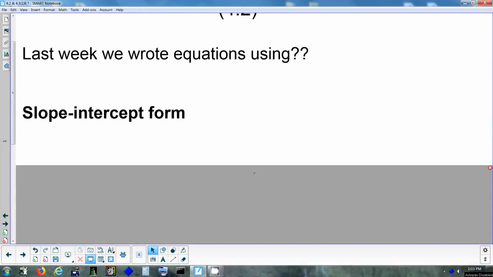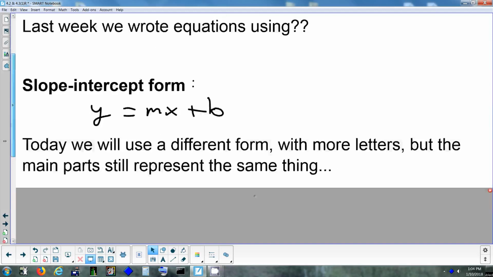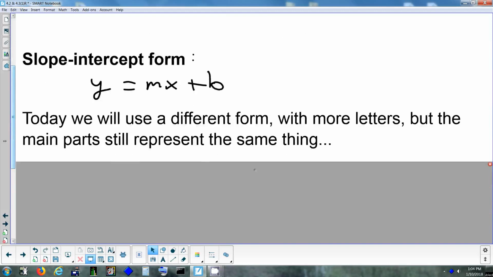Yeah. That's y equals mx plus b. That's very good form, very useful. We use it for a lot of stuff. Point slope form is another form we use. Just a little different, okay? But it's still the same idea. There's a slope involved. So we're going to use a different form, but the main parts are going to be the same.